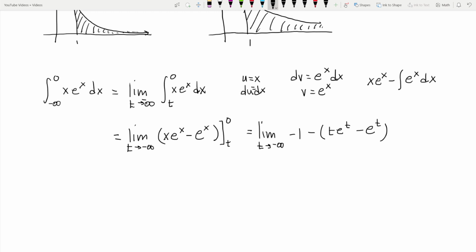All right, so I need to now evaluate the limit. All right, let me just rewrite that without the parentheses, and I'll put the 1 at the end. All right, so minus t e to the t plus e to the t minus 1. Okay, so this half, and I dropped my limit again, didn't I? Try to be careful not to do that.